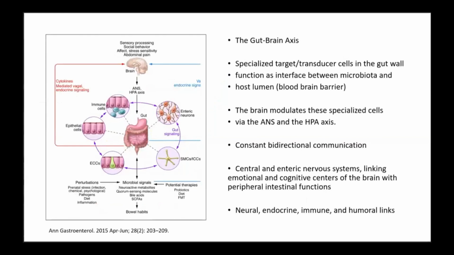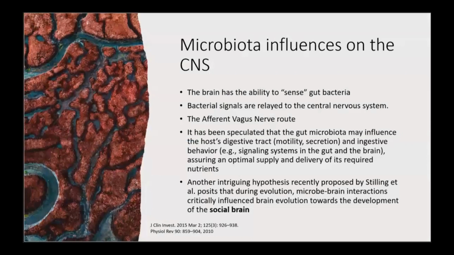Gut-brain axis, constant bidirectional communication, right? So the brain is communicating with the gut brain in this constant dialogue. And that's just so beautiful. That's that Chinese medicine spleen and the mind. Neural, endocrine, immune, and humoral links. Pretty much everything that we do is influenced to some degree by the microbiota.